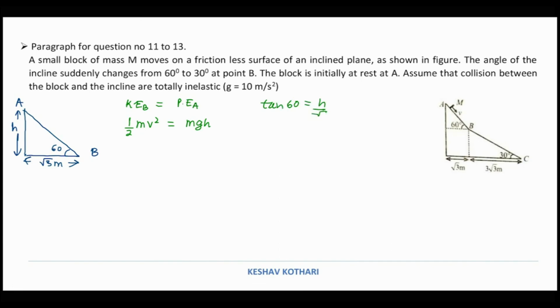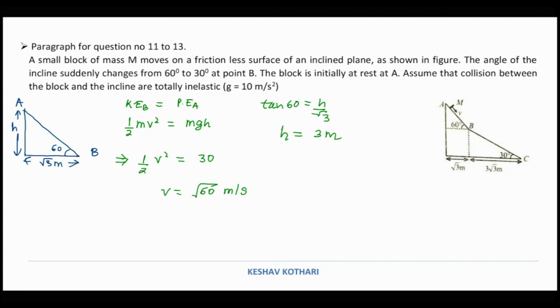So from here we get h is equal to root 3 into root 3, that is equal to 3 meter. So if I put this h over here, I will get the value: half v square is equal to g into 3, that is equal to 30. So v is equal to root over 60 meter per second. So this is the velocity of the block just before the collision.